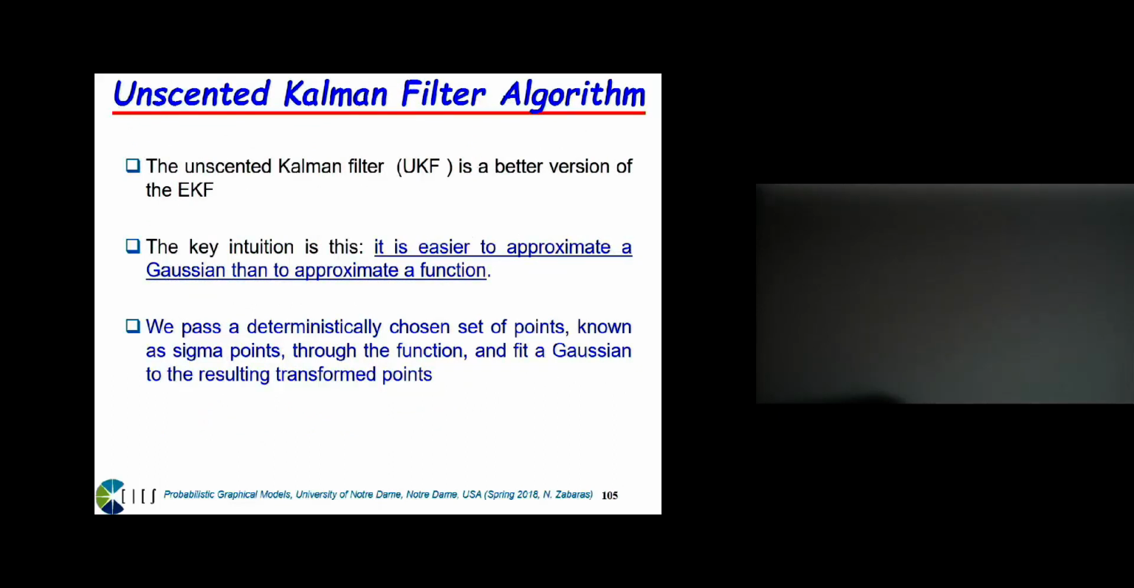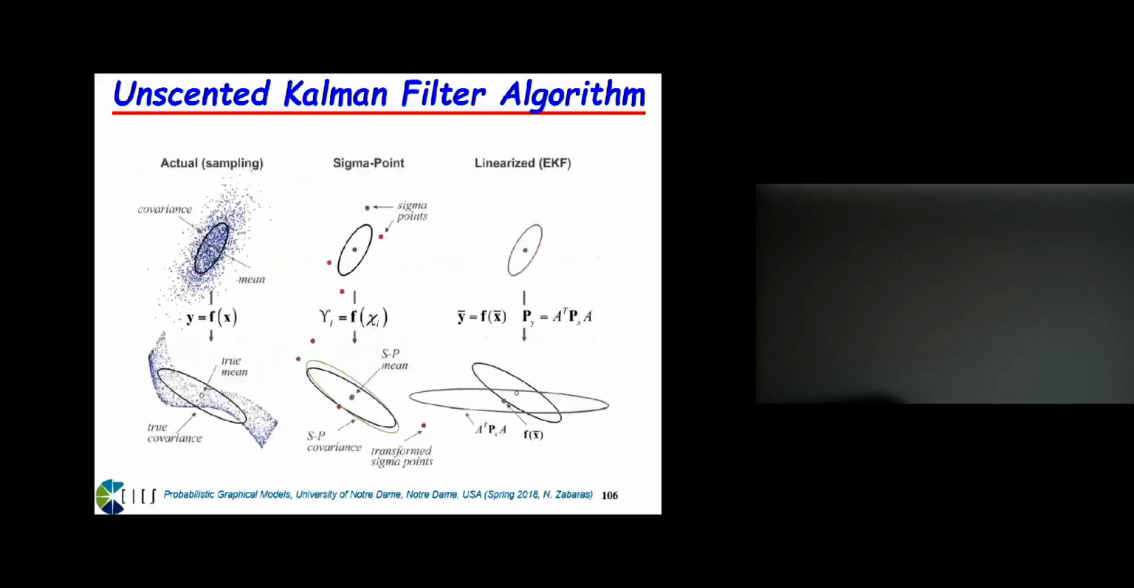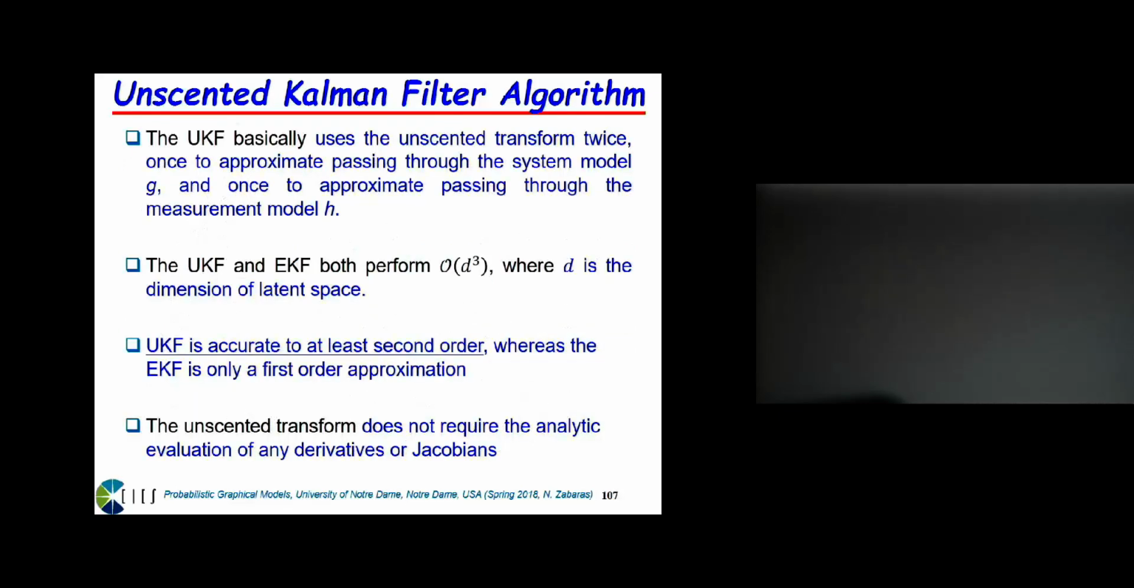And just 6 minutes to finish, right? Another algorithm is the unscented Kalman filter algorithm, UKF. And the idea here is that it is easier to approximate a Gaussian than to approximate a function. So rather than linearize the function, you try to fit some data to a Gaussian. So basically, don't manipulate the function, try to make data fit in some Gaussian form, okay? And how do you do this? So here's the idea.